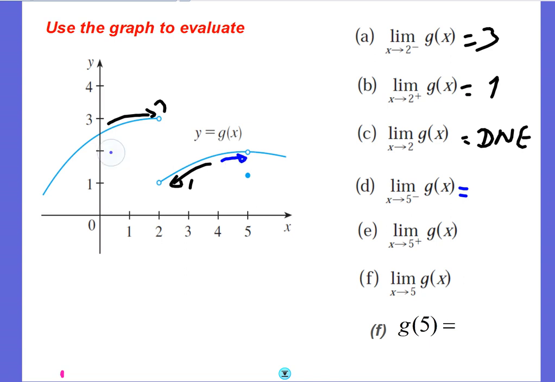The limit as x approaches 5 from the left side of f of x is 2. The limit as x approaches 5 from the right side of f of x is 2, because the limit from the left side and the right side is the same. The limit as x approaches 5 of g of x exists, and that value is 2. But g of 5, here g of 5 is this dot. The function does not exist at this point. So g of 5 is 1.